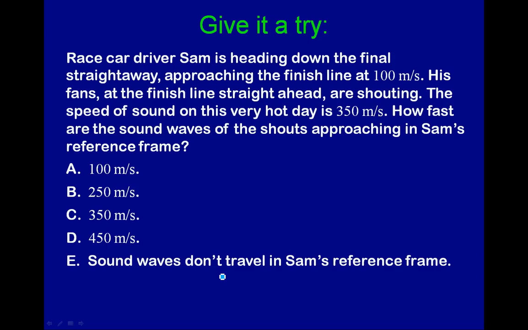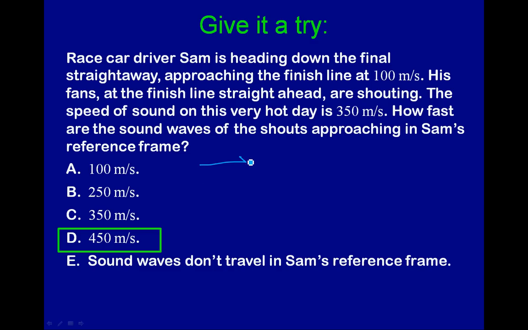Let's look at number two, give it a try. Here we have a race car driver, Sam, heading down the final straightaway, approaching the finish line at 100 meters per second. His fans at the finish line are shouting. The speed of sound is 350 meters per second today. How fast are the sound waves of the shouts approaching in Sam's reference frame? Think about this one, get an answer, and see what you think. All right, I ended up getting 450.